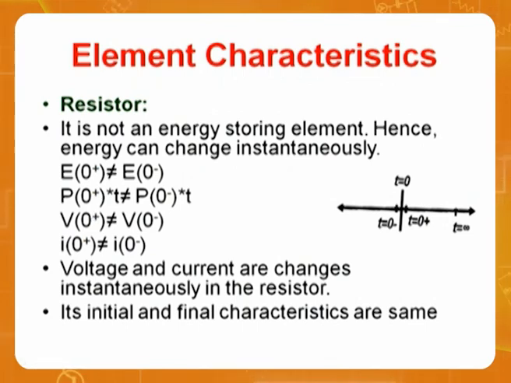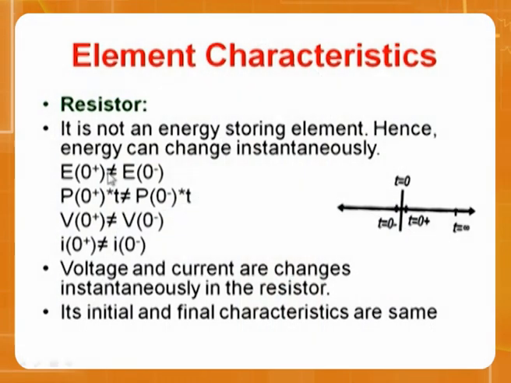Now, a resistor is not an energy storage element. In fact, we call it a power dissipating element. So it is not an energy storing element, and hence energy can change instantaneously. Suppose it is a storing element, it needs some time to store. That means just before switching, whatever is there will be there just after switching. Why? Every energy storage element requires some time to store. When you say energy storage, it needs some time to develop it. It can't develop within no time, whereas a resistor is not storing at all.